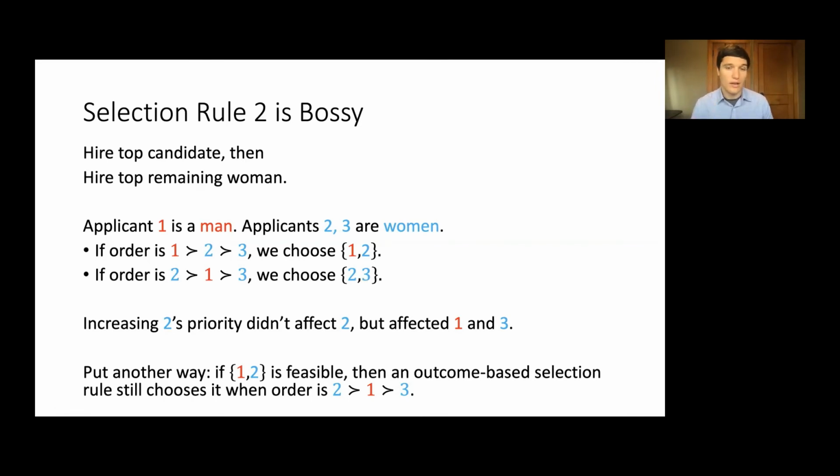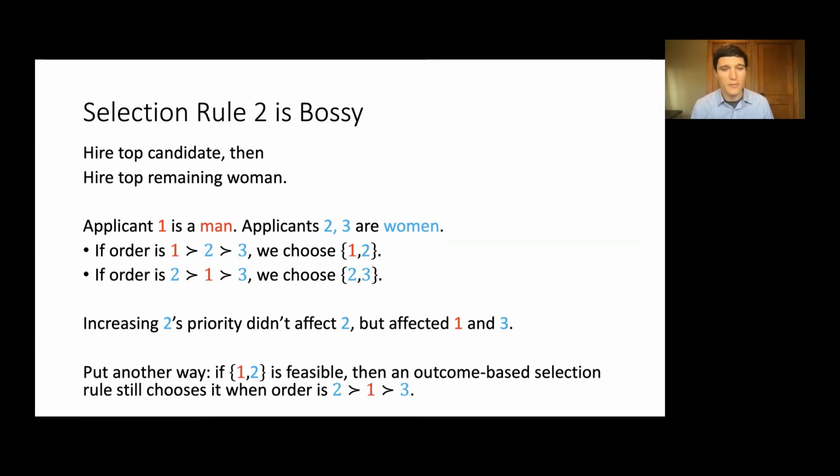Now, I'm not necessarily saying this is wrong or a bad rule, but first of all, this illustrates that it's bossy because we moved 2 up. We didn't change either way. Applicant 2 is selected, but where applicant 2 ranks in the priority list affects whether we choose 1 or 3. So that's why it's bossy.